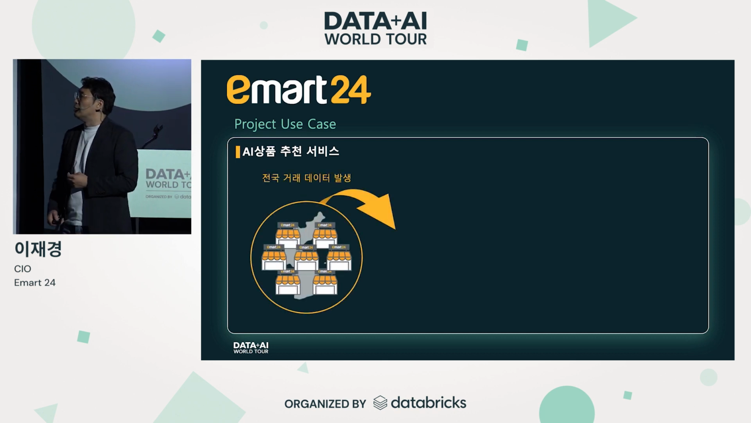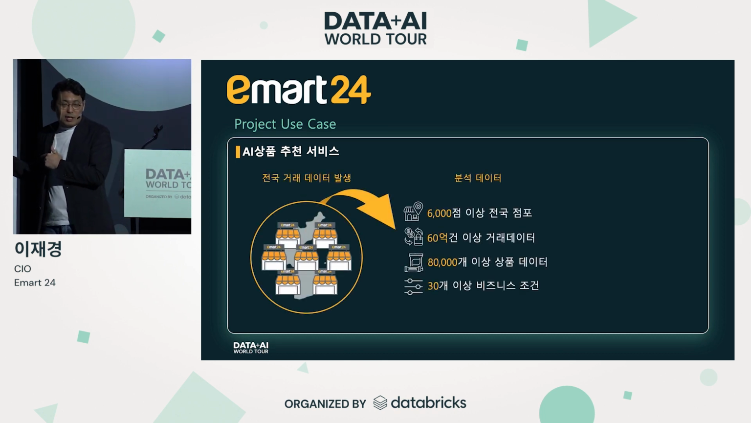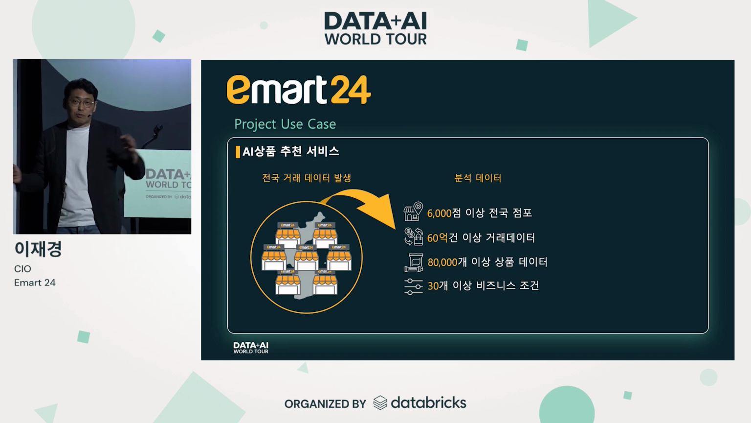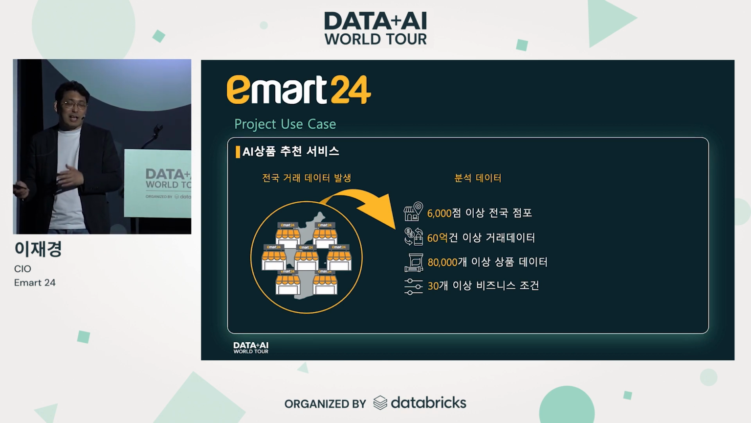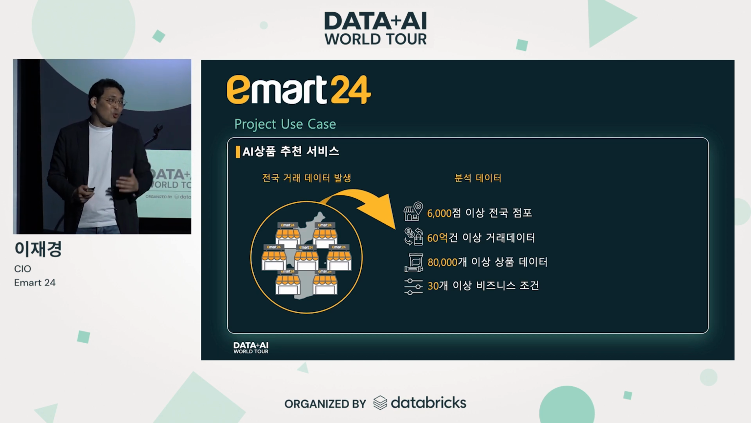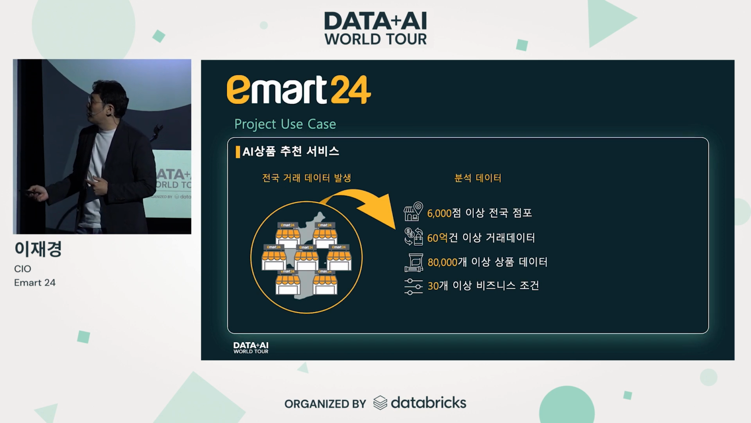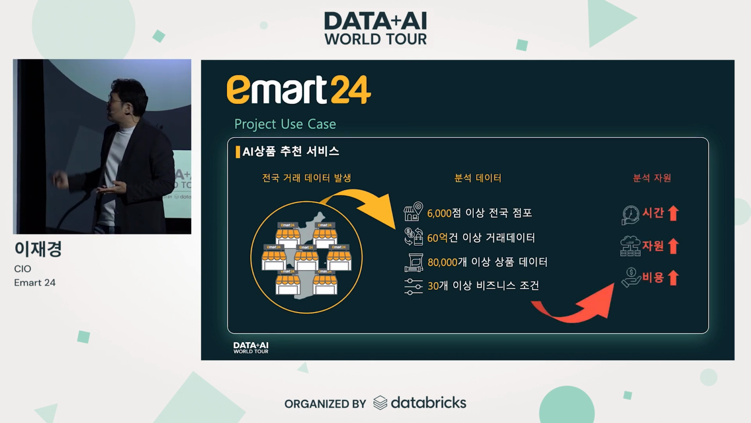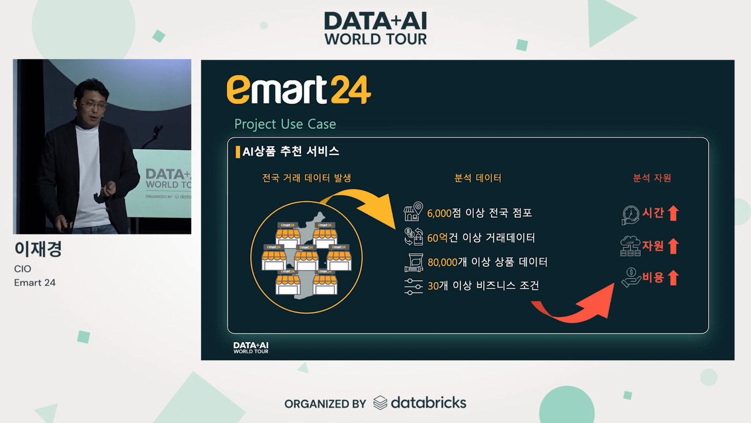데이터를 살펴보면, 분석 데이터는 아까 말씀드린 6,000점 이상의 점포 데이터, 60억 건 이상의 거래 데이터, 그리고 8만 개 이상의 상품 데이터가 있고, 그 외 다른 데이터들과 마지막에 필터링해주는 비즈니스 조건들이 굉장히 많습니다. 이게 한 30개가 되는데요. 이런 것들을 한 번에 수행해서 점포에 상품을 추천하려고 하다 보니 많은 시간과 자원, 비용이 소요될 수밖에 없었습니다.